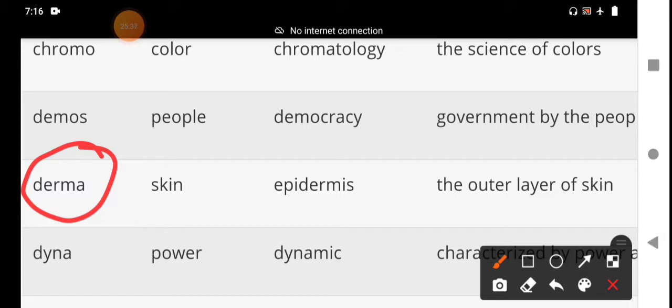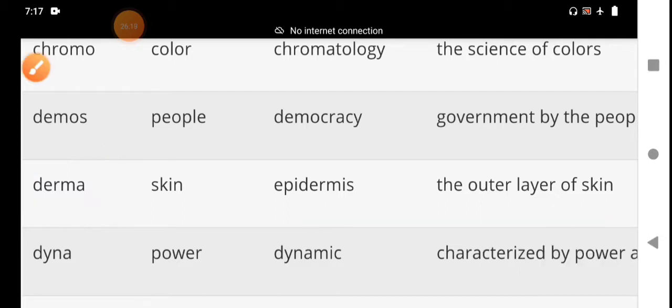Epidermis. It comes with a prefix, epidermis. The meaning of epidermis is the outer layer of the skin, the outermost layer of the skin. That is called epidermis. And then we move on to the next word.